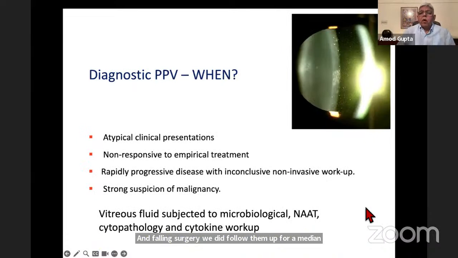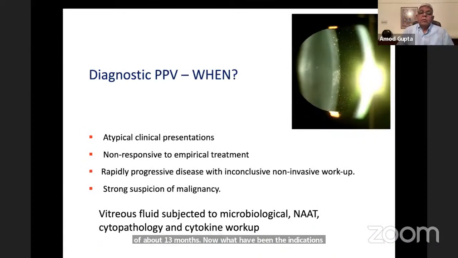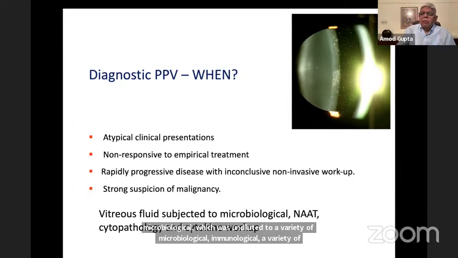Now, what have been the indications for doing such an invasive procedure? Whenever we were faced with atypical clinical presentations, especially of posterior uveitis, or cases that did not respond to our empirical treatments, or instances where the disease progressed rapidly, and we had an inconclusive non-invasive workup. Of course, I'm sure most of you are familiar that if we have a strong suspicion of malignancy or masquerades, we need to do pars plana vitreous surgery. Most of these patients, we subjected the undiluted vitreous fluid obtained to a variety of microbiological, immunological, nucleic acid amplification, cytopathology, and cytokine workup as and when we felt it was required.